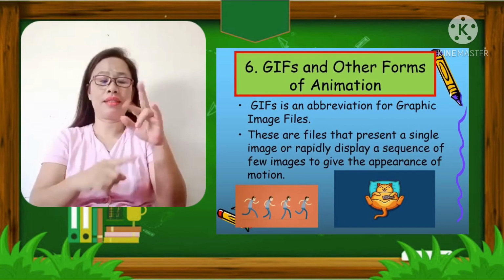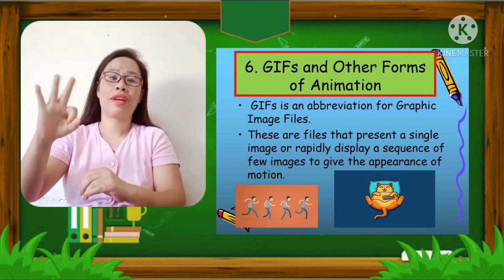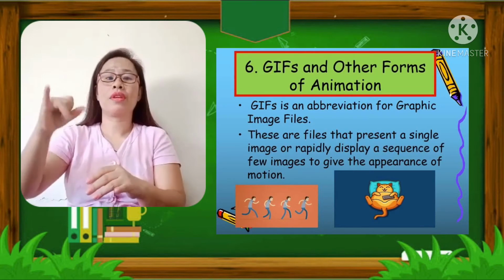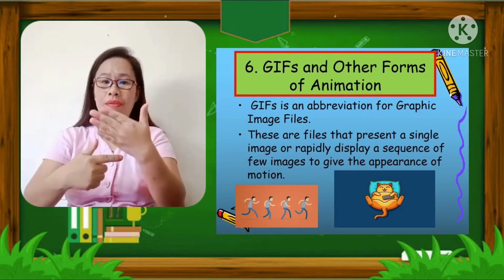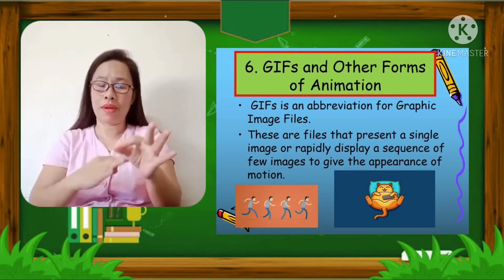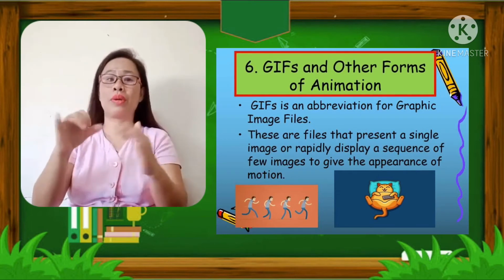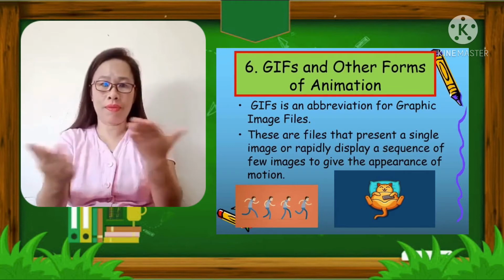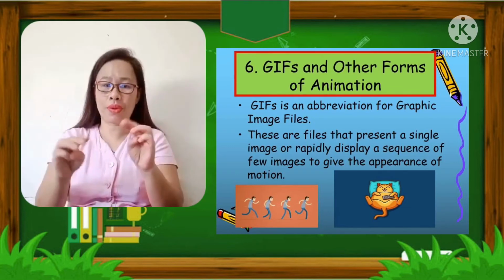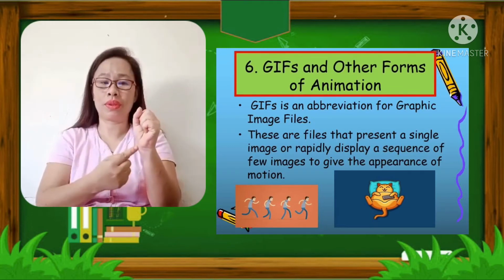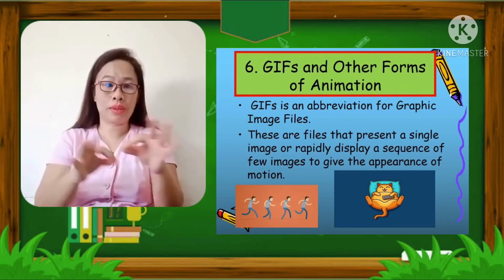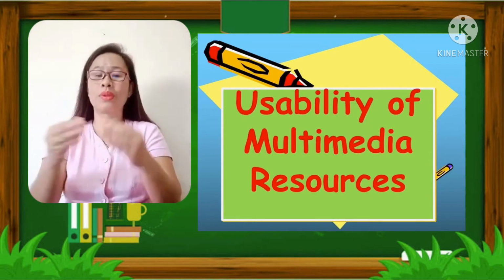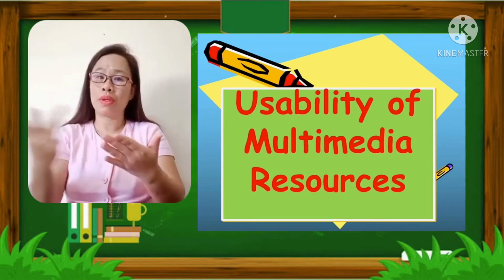The last resource is the GIFs and other forms of animation. GIF stands for Graphic Image Files. These are small files that present a single image or rapidly display a sequence of few images to give the appearance of motion. This group of resource is best to use when you explain or narrate events that are just short. Those are the most commonly used multimedia resources.